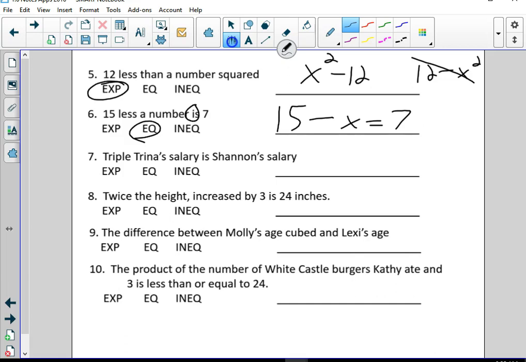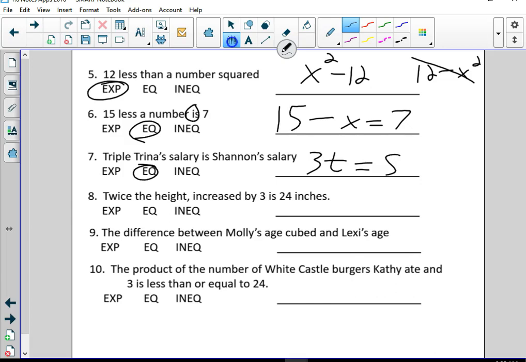Triple Tina's salary is Shannon's salary. So if you triple Tina's salary, you get Shannon's salary. Two different variables, but that's okay. 3 times Tina's is Shannon's. And that is an equation because there's an equal sign.